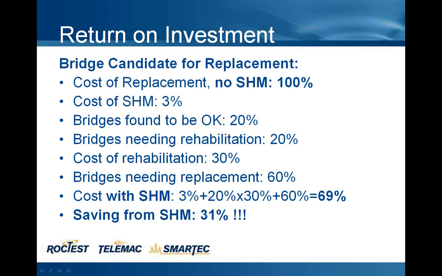So imagine a user has a number of bridges, let's say for example 100 bridges, that are defined as structurally deficient and need replacement or very major repair. And let's assume that replacing all of them without applying structural health monitoring would cost 100%. Let's also assume, and it's quite a reasonable figure, that the cost of structural health monitoring is 3%. This 3% includes the sensors, the installation, the management, and the analysis of the data.